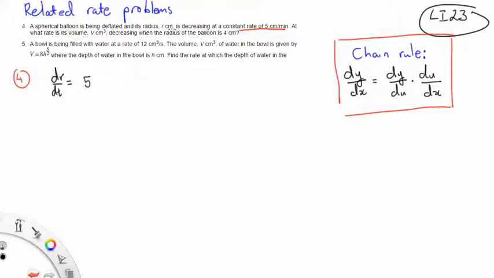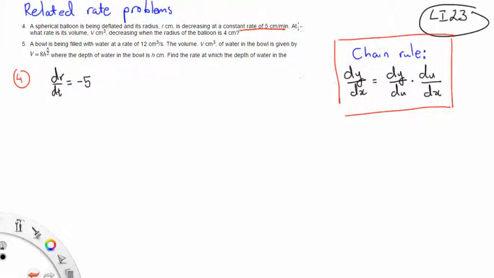However, it's decreasing at a constant rate. So there's another tricky one again. If it was increasing, it would be positive, but it's decreasing, so it's negative. So this part here is saying dr/dt equals -5. So we've already found one part of our formula here.